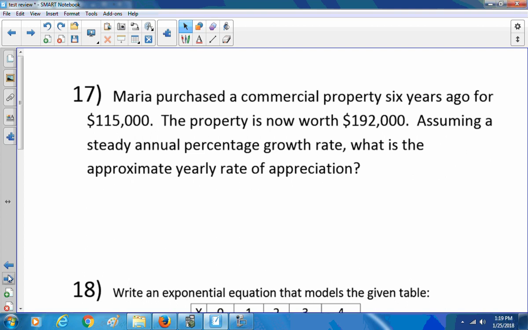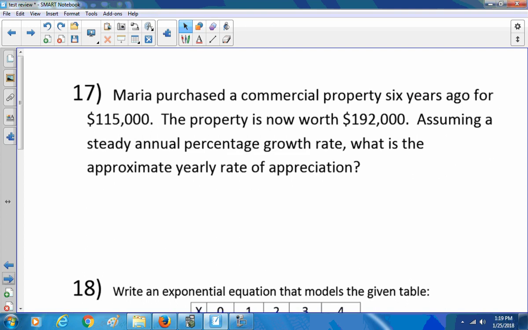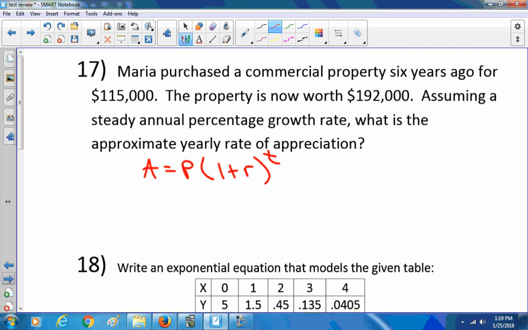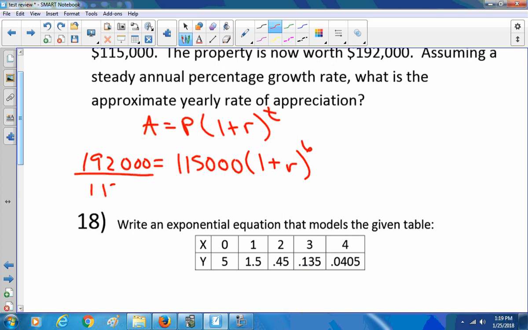17. A marriage purchased commercial property 6 years ago for a blah blah blah. Growth rate. What is the approximate rate of appreciation? All right. It says 6 years ago for 115, but now it's worth 192,000. I need to know the rate. We had it for 6 years. Divide by 115 like always. I get 192 over 115, equals 1 plus my rate to the 6.